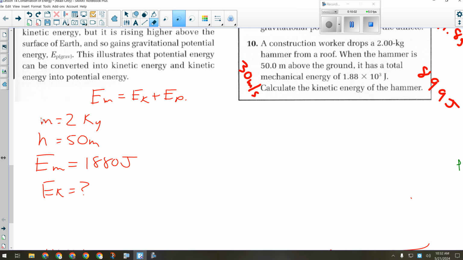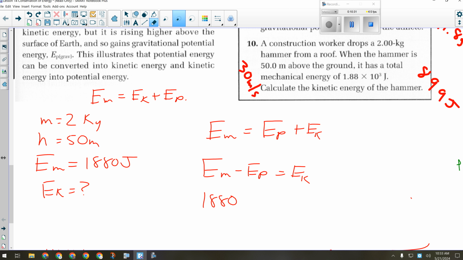Do I have enough information to calculate the potential energy of the hammer? I do, because as far as we know, we're the only place that uses hammers. So we know that G is 9.81. They're not telling us it's a Martian hammer or anything like that. So, my mechanical energy equals my potential plus my kinetic, and I want to find the kinetic, so what do I do with the potential? Subtract it over to the other side. So EM minus EP equals EK. This number is 1,880 joules minus M, 2 kilograms, times G, 9.81, times height, 50, is going to give me the kinetic energy, right?